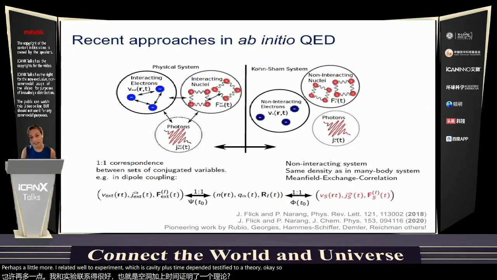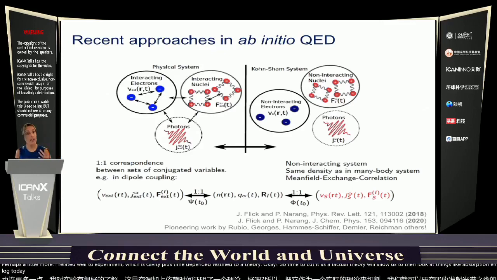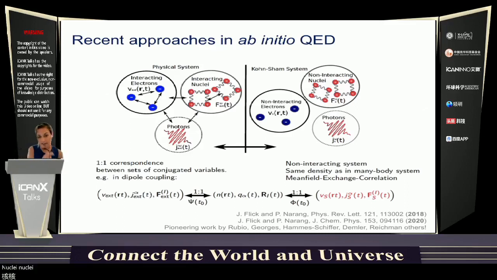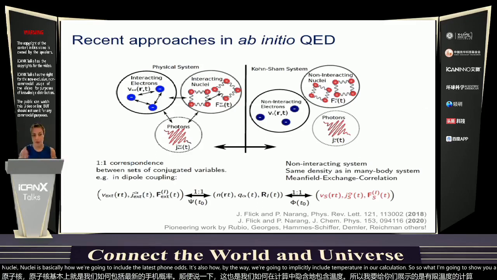So time-dependent density functional theory will allow us to then look at things like absorption and emission spectra and things that can be measured in the lab today. All right, so our physical system on the left: interacting electrons, nuclei. Nuclei is basically how we're going to include the lattice, the phonons. It's also how, by the way, we're going to implicitly include temperature in our calculation. So what I'm going to show you are finite temperature calculations, okay? And of course, we have the photon.